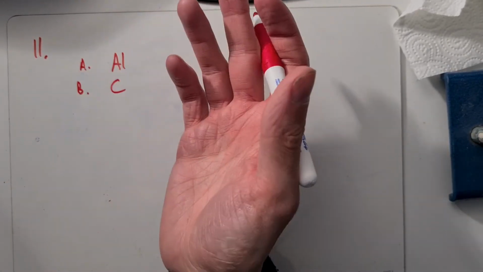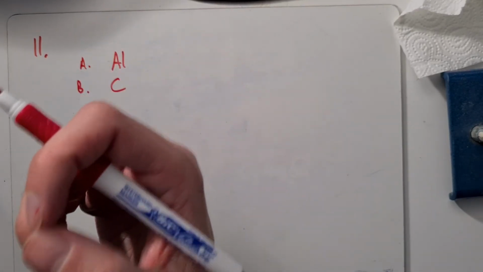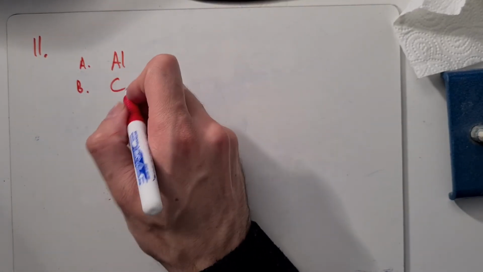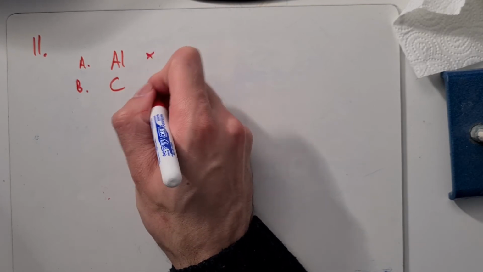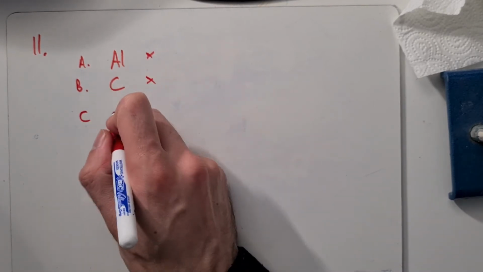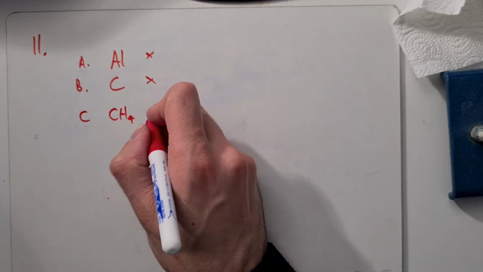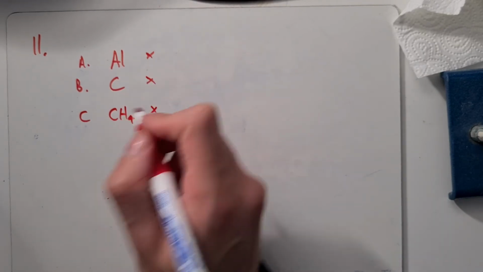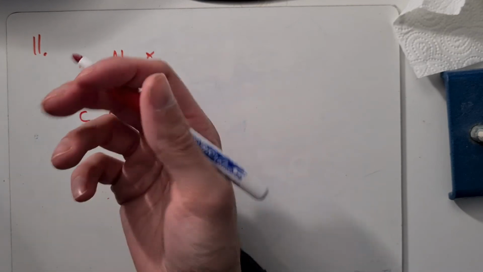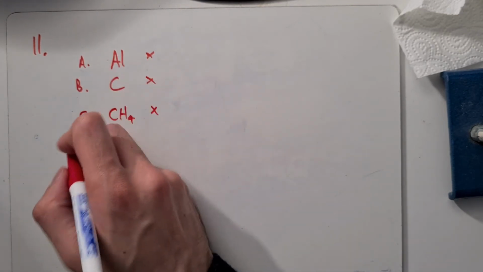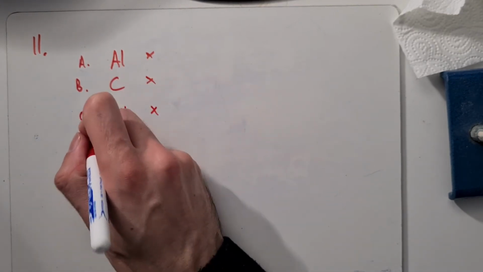Carbon, high melting point in graphite. It can conduct, but again, not soluble in water. C, CH4, simple covalent compound. Does not have a high melting point. Methane's a gas at room temperature. Can't conduct, not really soluble in water. So not a lot going for it there.